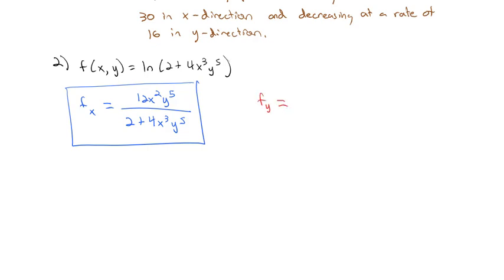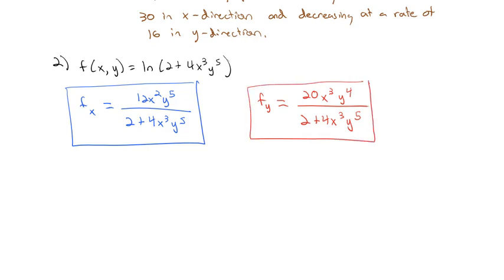Let's also do the partial with respect to y. Again, it's a natural log, so the derivative of natural log is 1 over the stuff, 2 plus 4x cubed y to the fifth, times the derivative of the stuff. The derivative with respect to y, so we're going to treat the x cubed as a constant. Taking the derivative of y fifth, 4 times 5 is 20, y to the fourth. And we've got our partial derivative of f with respect to y.